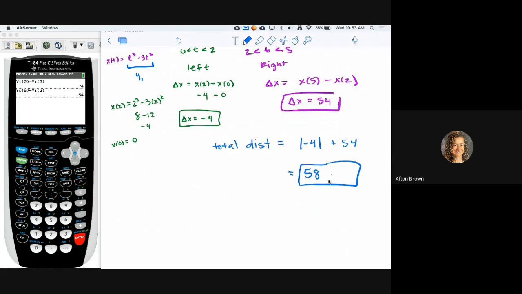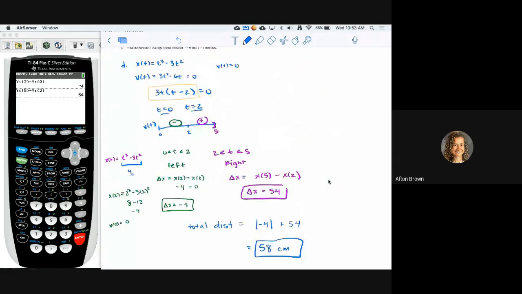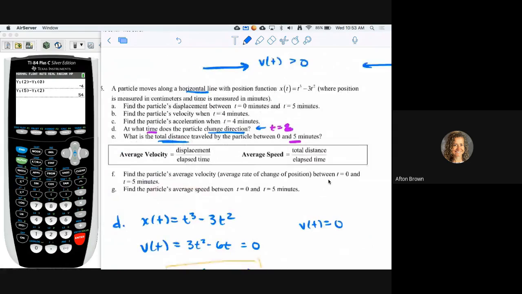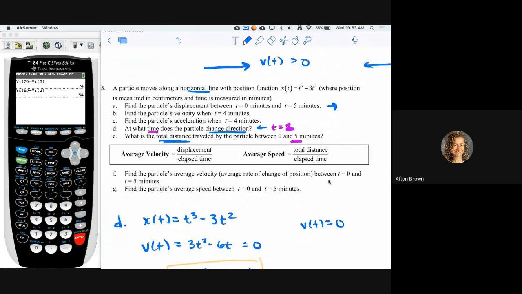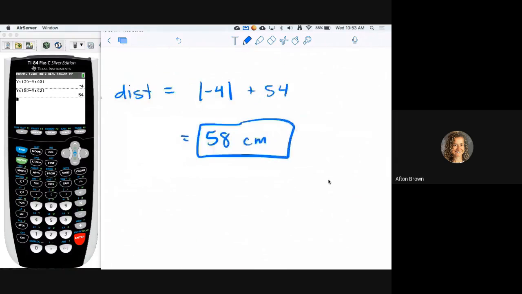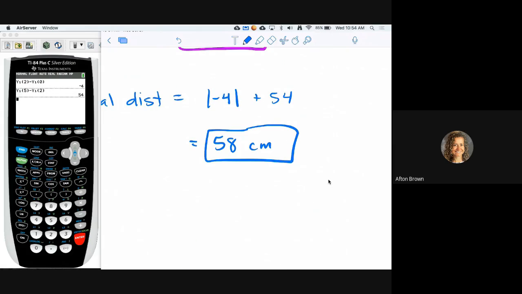Did this question ask us for the displacement at some point? Yeah, on part A. What did you guys get as your answer on part A? What was the total change from 5 seconds to 0 seconds? 50 centimeters. 50? Notice that should make sense because 50 would have been if we added those two together without taking the absolute value. So yeah, -4 plus 54 is 50. So yeah, the displacement is 50, but the total distance you add them together.